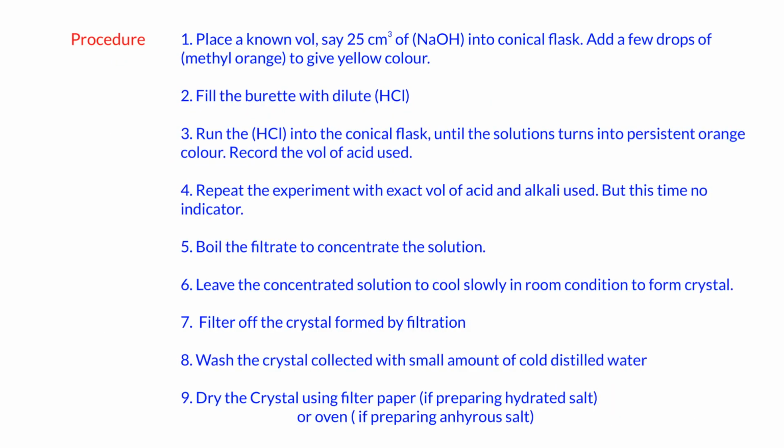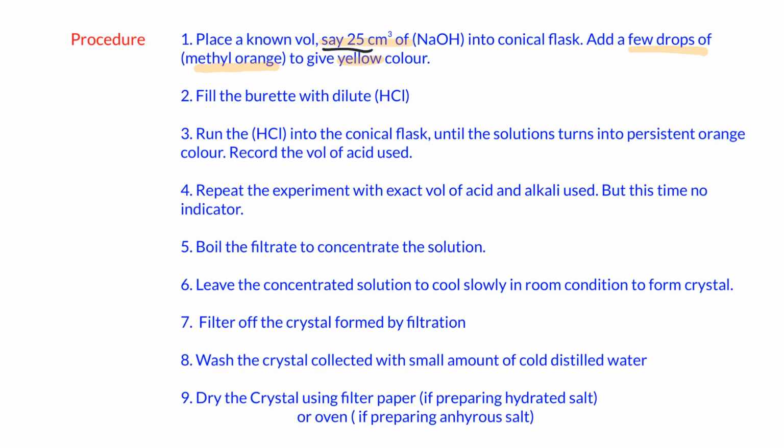So the procedures, just how we have mentioned, remember you have to place a known volume. Say for example, you normally make it up to 25 cm³ in the conical flask, and then you also need to add a few drops of methyl orange. Every titration will be different in the indicator that we're going to use. In the next chapters we will learn a little bit more about that. But in this case, we will add methyl orange to give the yellow color.